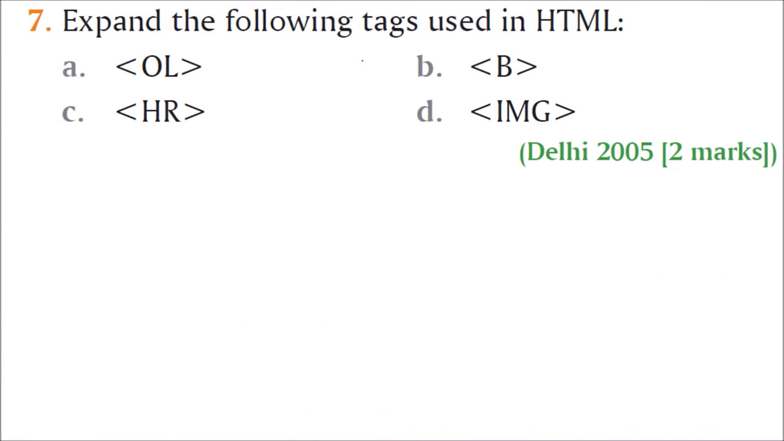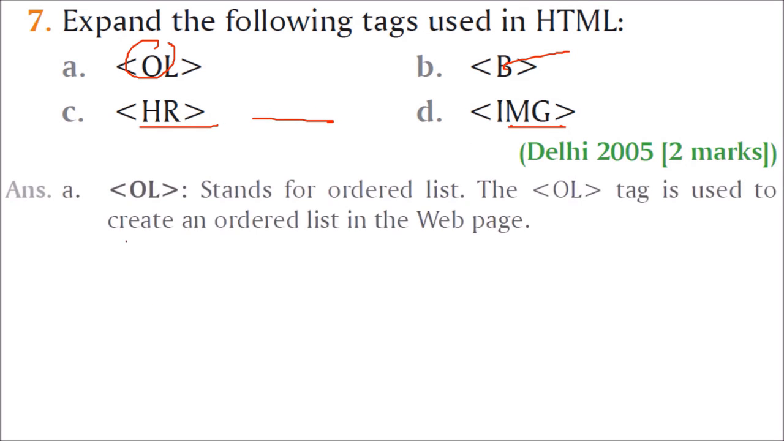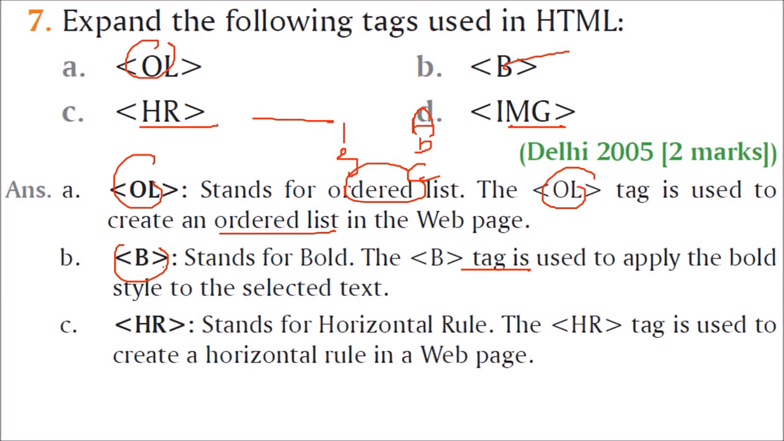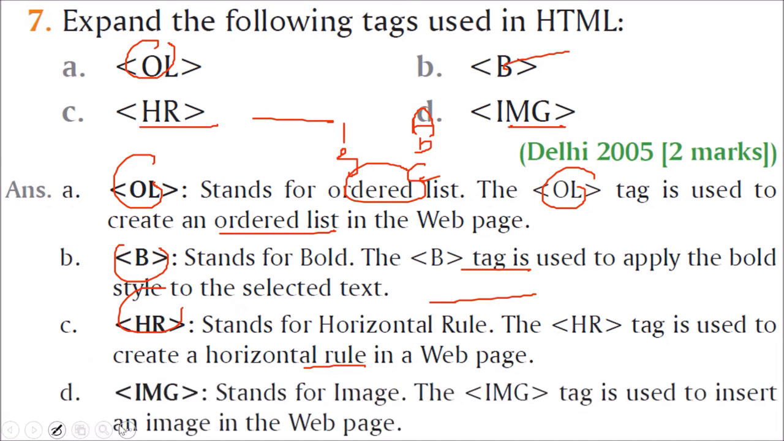Expand the following tags. OL is ordered list, B is for bold, HR for horizontal rule, IMG for image. So OL stands for ordered list. This OL tag is used to create an ordered list, 1, 2, 3, A, B, C, like this. B stands for bold. So this B tag is used to apply the bold style to the selected text. HR is for a line, 3D line. Stands for horizontal rule. This HR tag is used to create a horizontal rule or a line in a web page. IMG stands for image. This tag is used to insert an image in the web page.